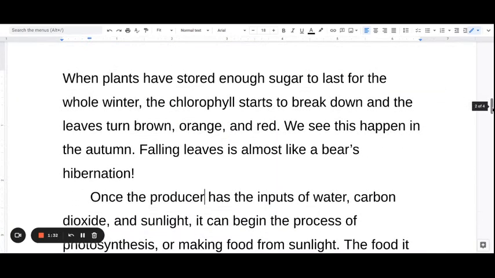When plants have stored enough sugar to last for the whole winter, the chlorophyll starts to break down, and the leaves turn brown, orange, and red. We see this happen in the autumn. Falling leaves is almost like a bear's hibernation.